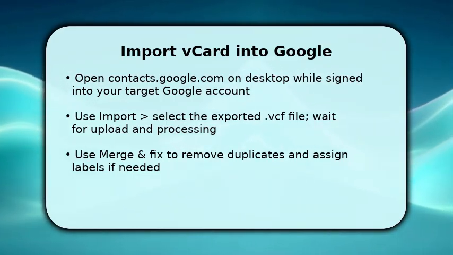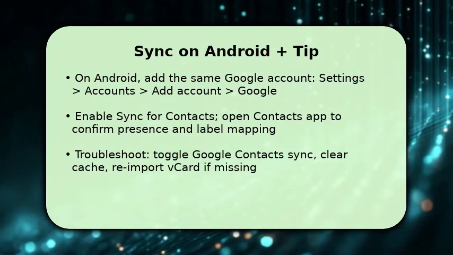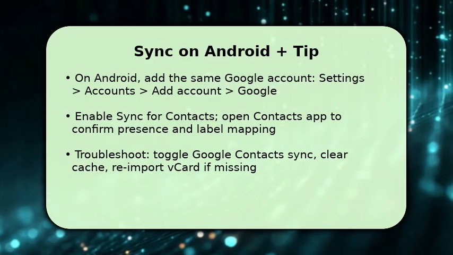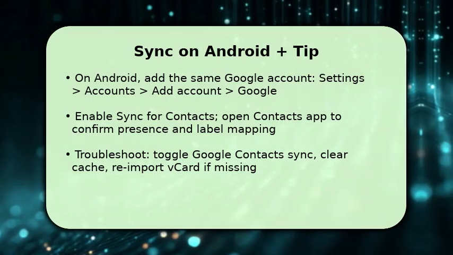Finally, add the same Google account to your Android device and enable Contacts Sync. The phone will pull the newly imported Google contacts automatically. Open the Contacts app and check several entries to confirm phone numbers, emails, and labels transferred correctly.